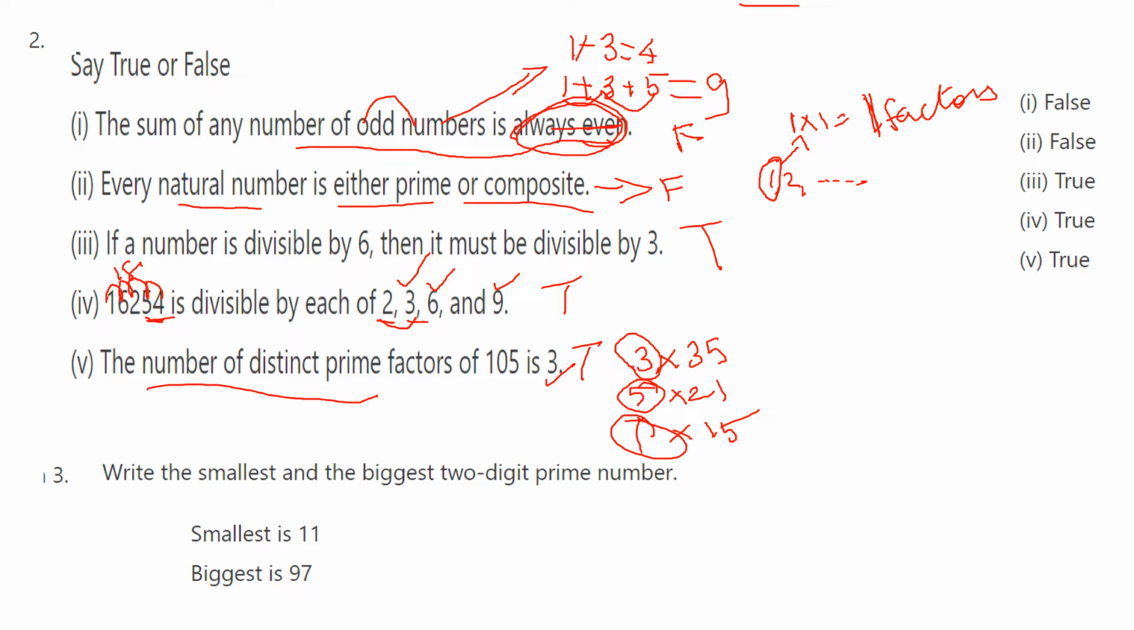Write the smallest and the biggest 2-digit prime numbers. The smallest prime number is 11 and the biggest prime number is 97.